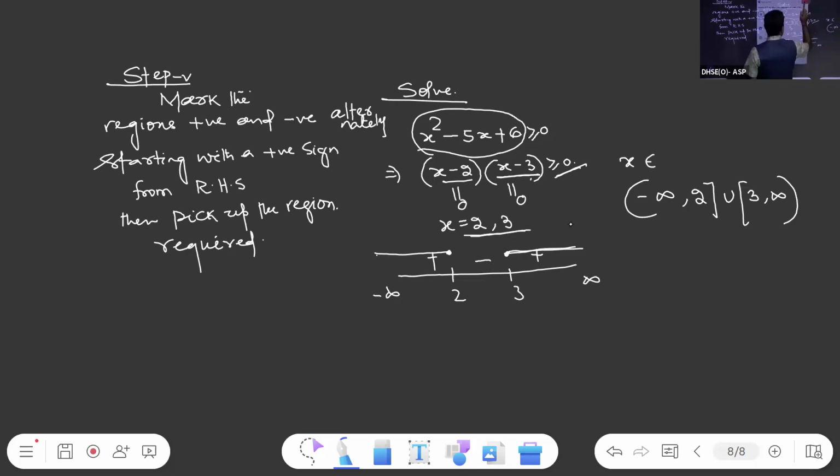Okay, come to another example. Suppose, solve x minus 1 into 4 minus x greater or equal to 0. Solve x minus 1 into 4 minus x greater or equal to 0.